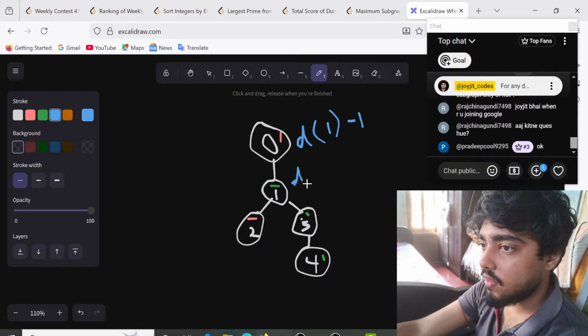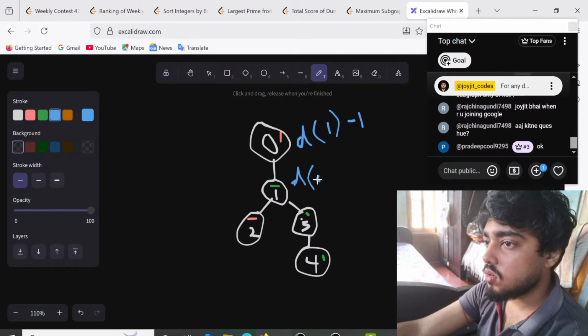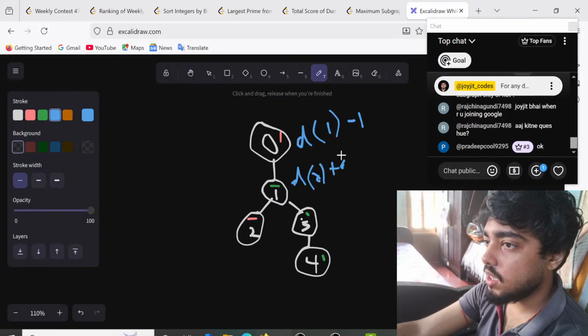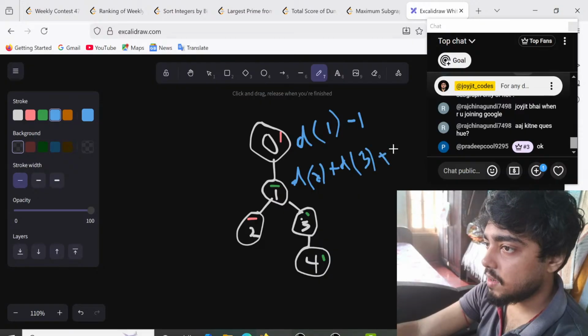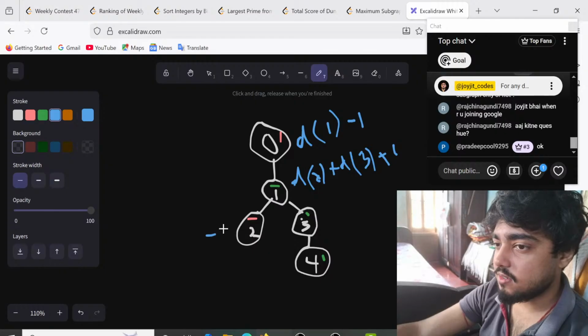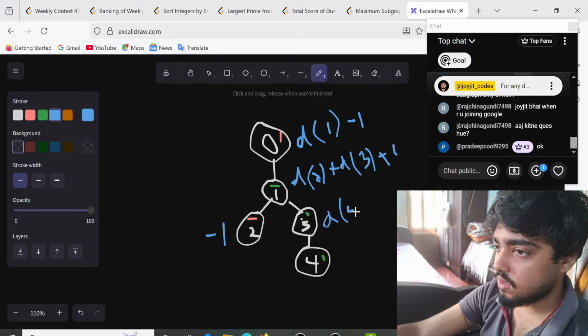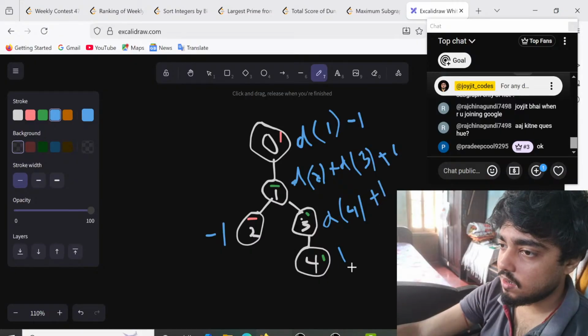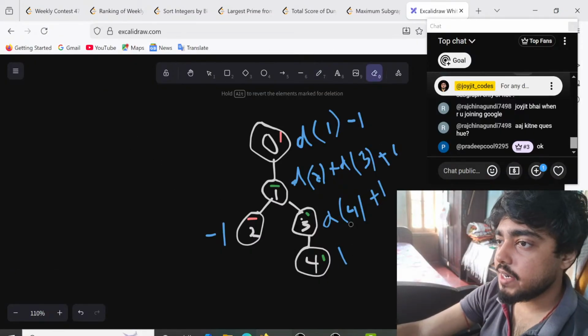What is the d of this? It is d of 2 plus d of 3 plus 1. Plus 1 because it is green. This is minus 1 directly. Okay. This is d of 4 plus 1. Correct? And this is 1.